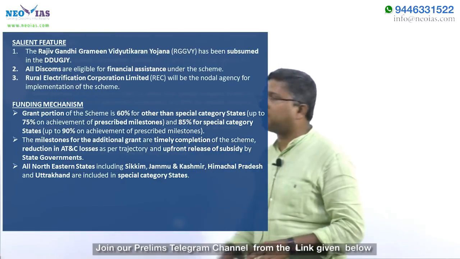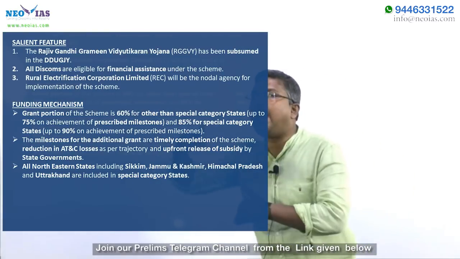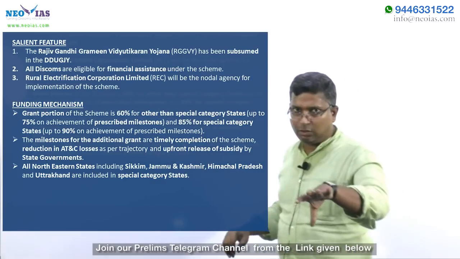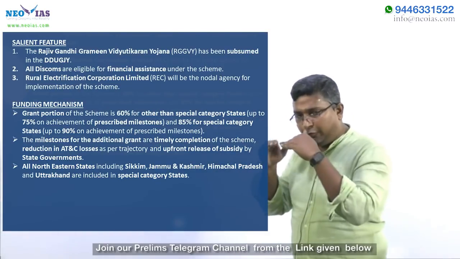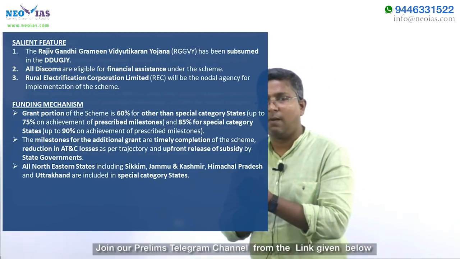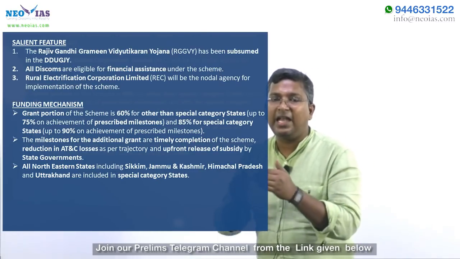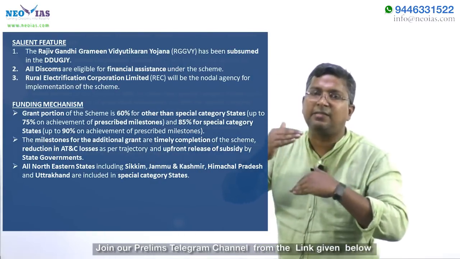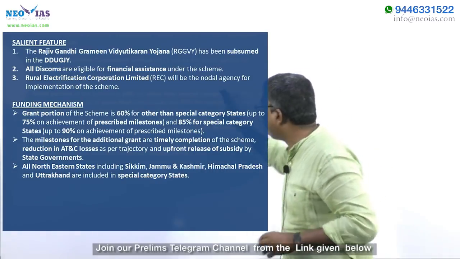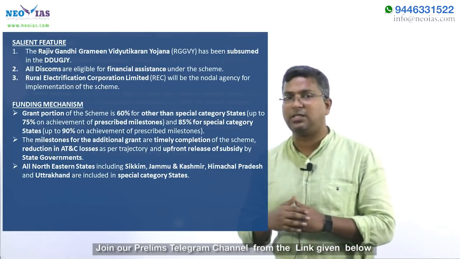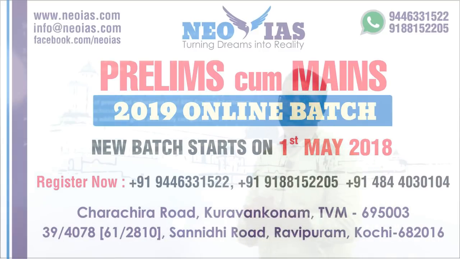the grant is 60%, and this grant will be enhanced to 75% if the particular state achieves the prescribed milestones. So, what are the prescribed milestones? We will see it. Okay. So, for a normal state, which is not a special category state, the grant will be 60%, and if they achieve the prescribed milestones, the center will increase this grant from 60% to 75%. And for special category states, the grant is 85%, and this grant will be increased to 90% if they achieve the prescribed milestones. So, this is very important. Funding mechanism is important. Okay.